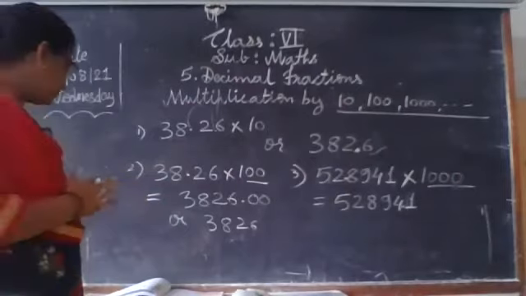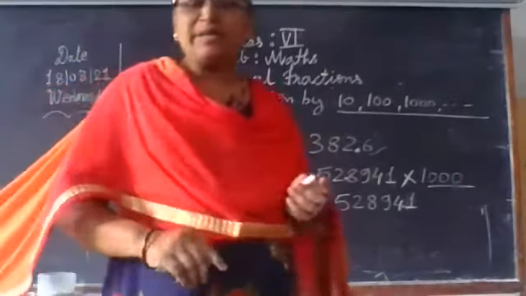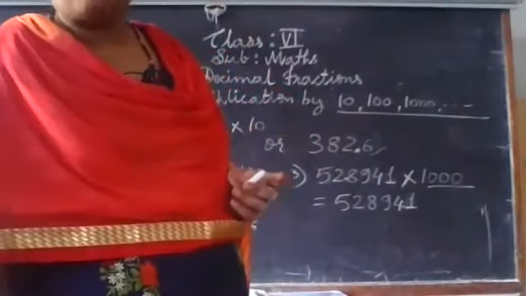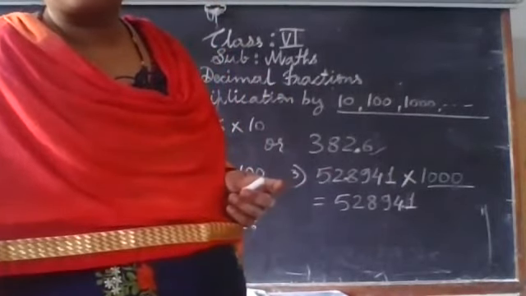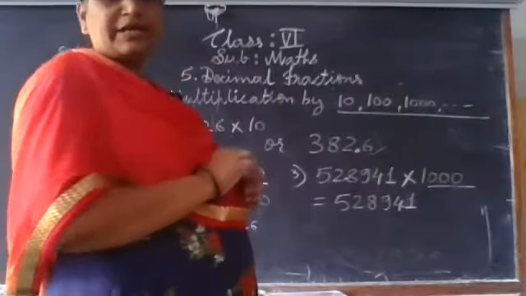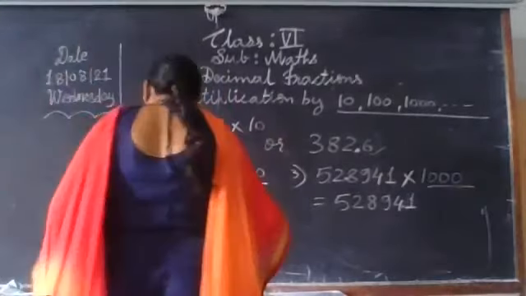Got it, children? Now let us see the multiplication of a decimal number by a whole number.